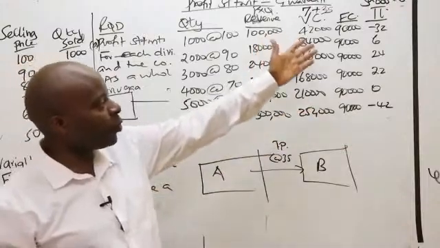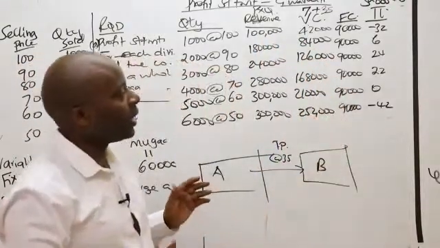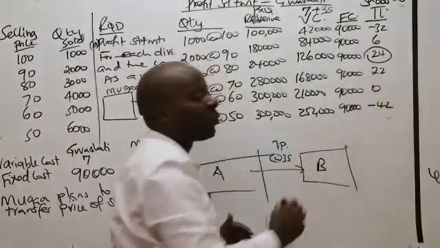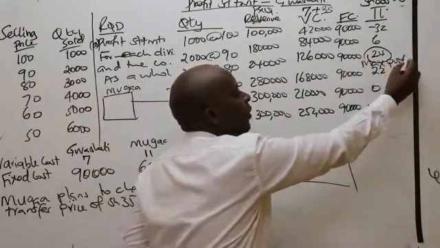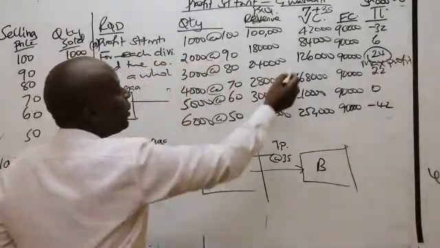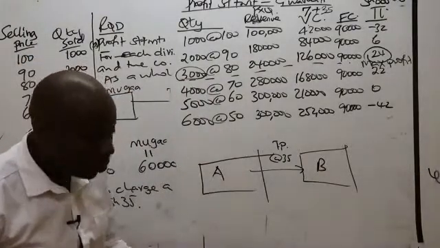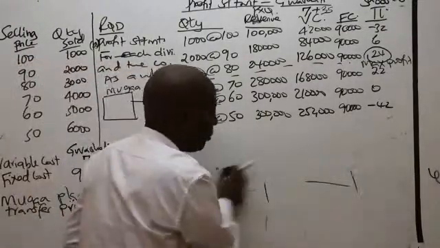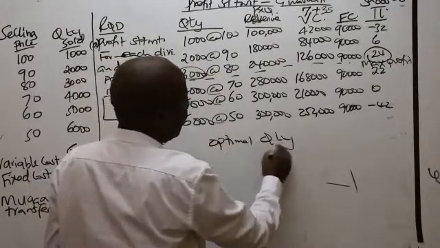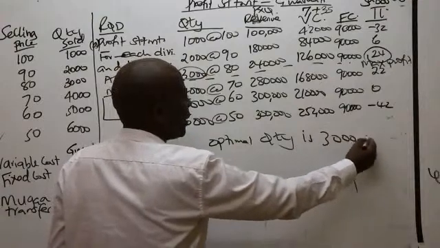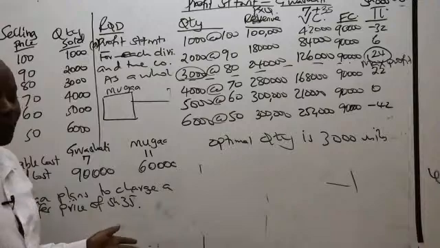So among the profits that you have given me, if I pick the figures correctly, 24 happens to be the highest. So I'll write max profit, and therefore, ladies and gentlemen, the quantity that corresponds to this is 3,000, which becomes our optimal quantity. The optimal quantity is 3,000 units.